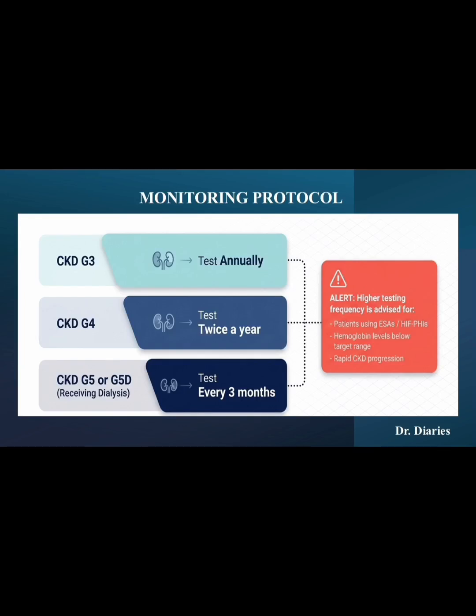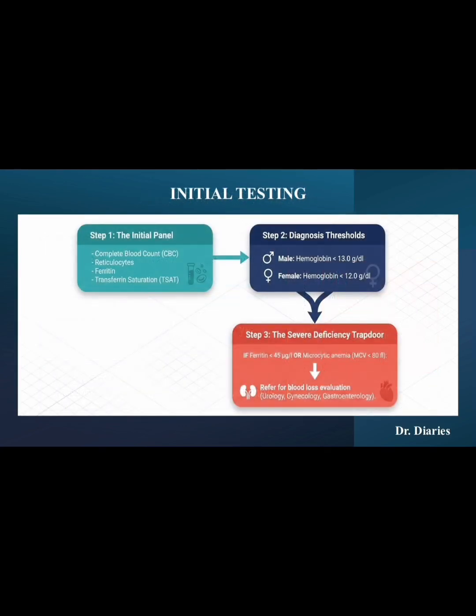Frequency depends on CKD stage and therapy, but typically every 3 months in active treatment. In stage 3 annually, in stage 4 twice a year, and in stage G5 or G5D once every 3 months. At baseline, we evaluate hemoglobin, ferritin, TSAT, B12, folate, and renal function. This helps confirm anemia and identify correctable causes early.